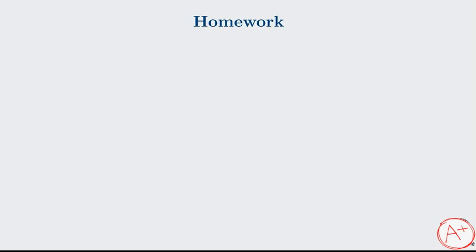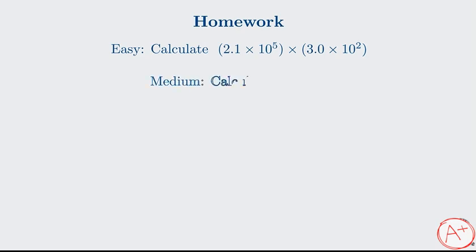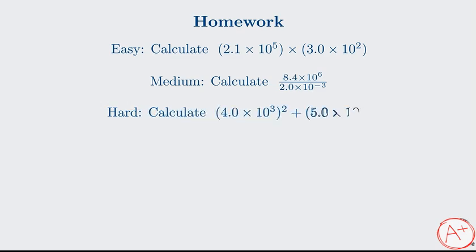Please pause the video now and attempt these 3 practice questions. Question 1. Multiply 2.1 times 10 to the 5 by 3.0 times 10 to the 2. Question 2. Divide 8.4 times 10 to the 6 by 2.0 times 10 to the negative 3. Question 3. Square 4.0 times 10 to the 3 and add the result to 5.0 times 10 to the 6. Pause the video now.